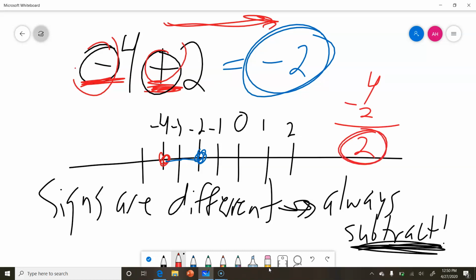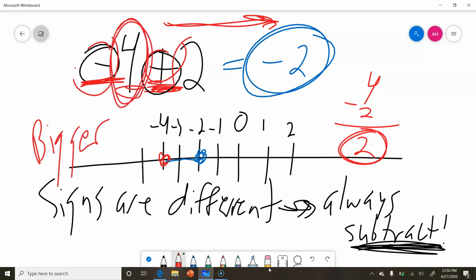But then I say, which sign is bigger? Well, obviously a 4 is bigger than a 2. So I know it's got to be a minus, right? The minus went with the 4. So that means that it's going to be minus 2.